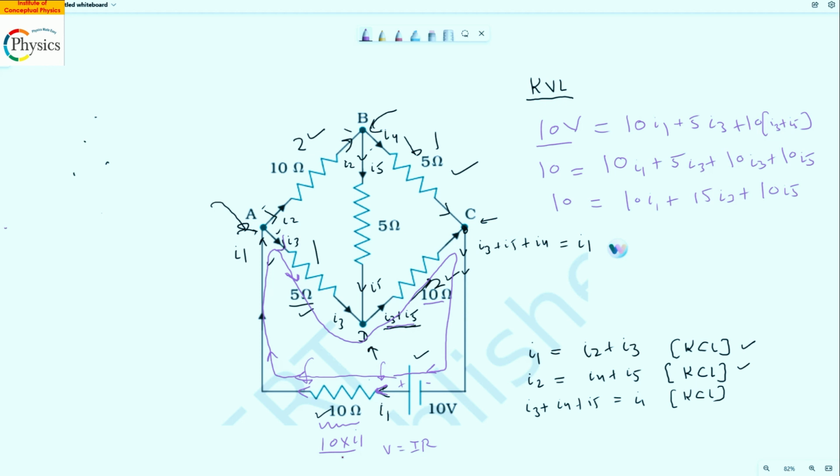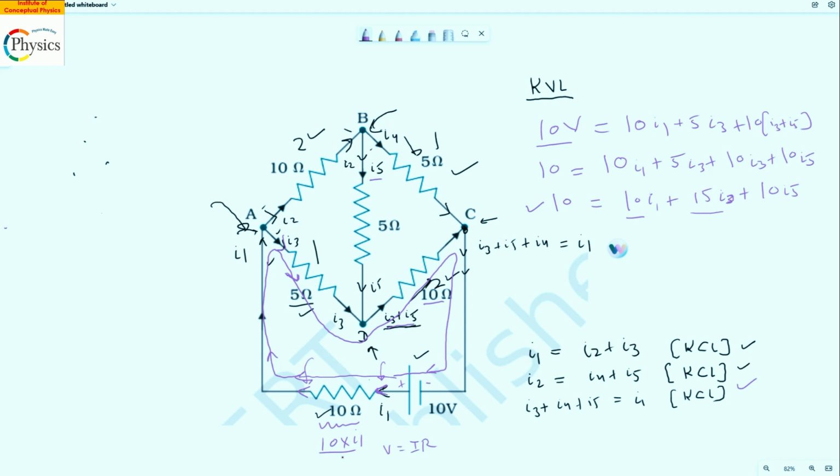You can see the number of currents we are supposed to find is so many. Every branch has a different current, right from I1 to I5. We have to find at least 5 currents. We have created 3 equations and the 4th equation also. You can take note that so many currents have to be found out. So first, KVL has given you an equation of 3 currents. You can see this: 10 I1, 15 I3. I'll just make it more clear.